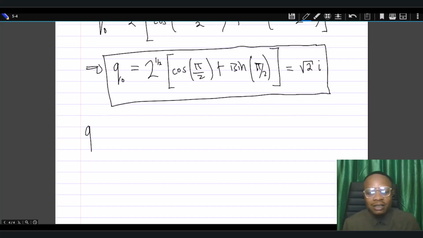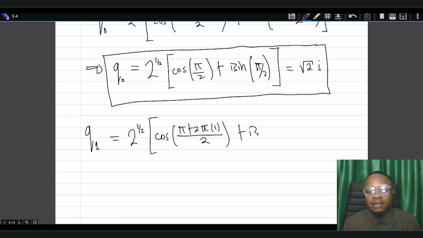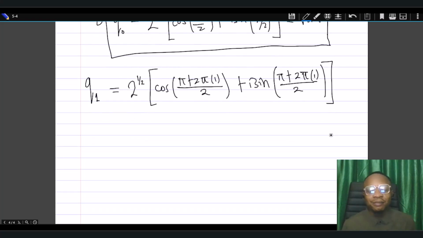So let's get that. That is q sub 1. That will be equal to 2 to the power of 1 over 2 into cosine of pi plus 2 pi. In this case, k is equal to 1, so we put 2 pi multiplying 1, then all divided by 2, then close the big bracket plus i sine. Same thing here, pi plus 2 pi, all divided by 2. So 2 pi multiplying 1, all divided by 2, then we close this bracket. So with that, what do we get?